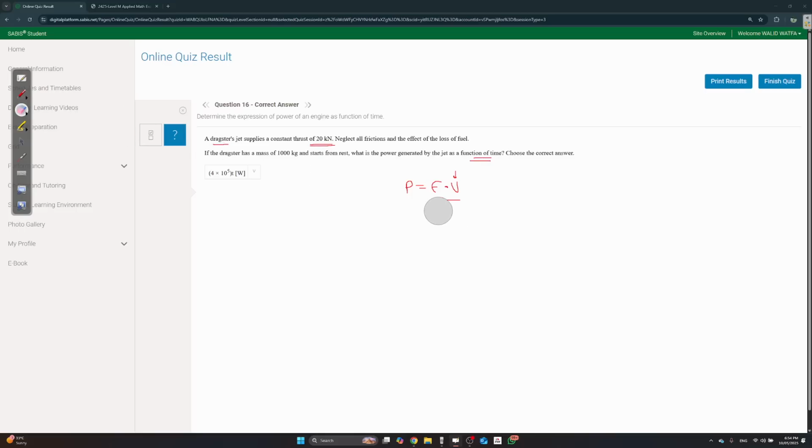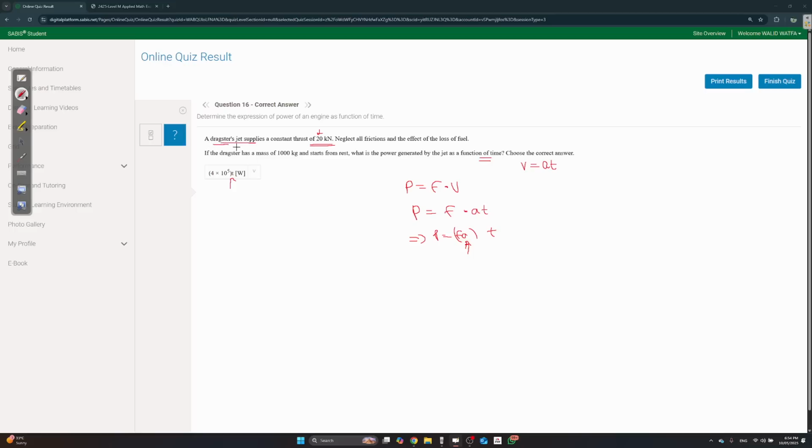One way I looked at this is I started thinking, is there any way I can express force as something times time? Is there any way I can express velocity as something times time? And then it hit me: velocity is just acceleration times time. So you can rewrite all of this as F times A times T. So if you want to write it as a function of time, it will just be P is equal to FA times T. The force is 20,000. But what is the acceleration? We need to find the acceleration.